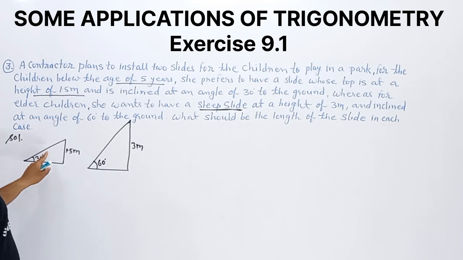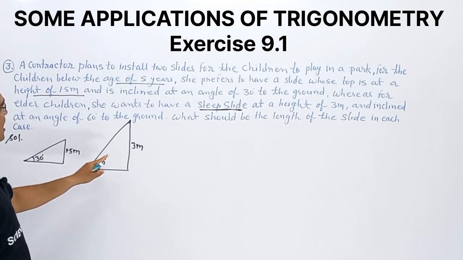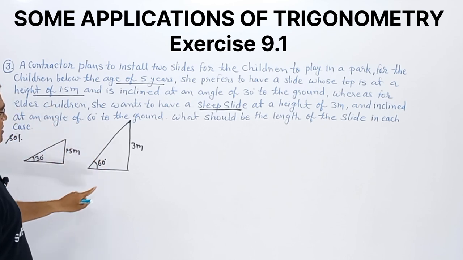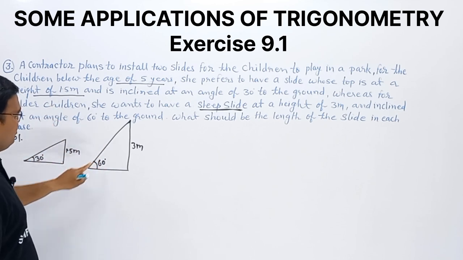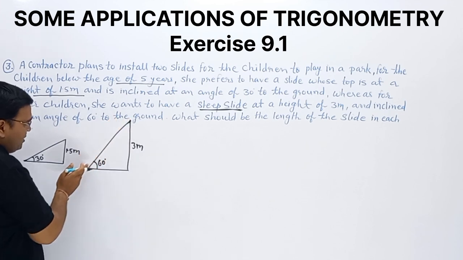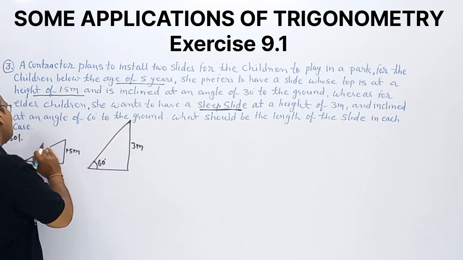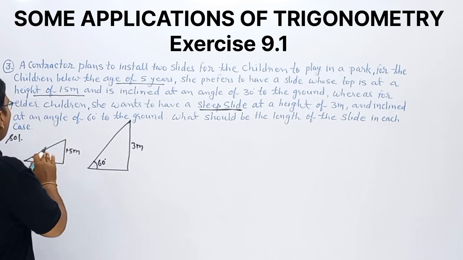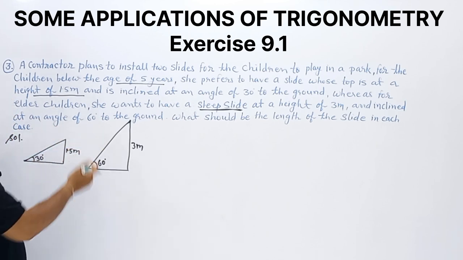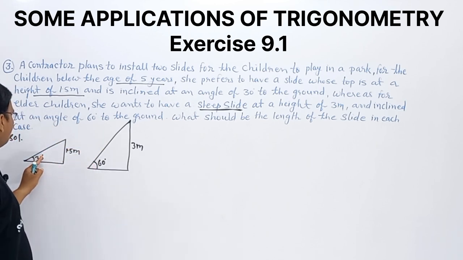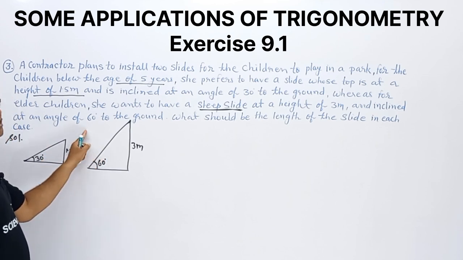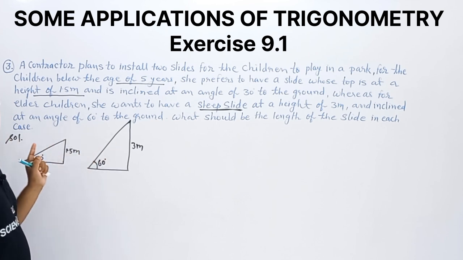Clear? This is for the below 5 years age group children, and this is for elder children. It is a steep slide, and this is the normal slide. Its slope is not more, but this one has more slope. It is 60 degree, half of that. Obviously it is approaching perpendicular, near to perpendicular compared to this one, so obviously its slope will be more.